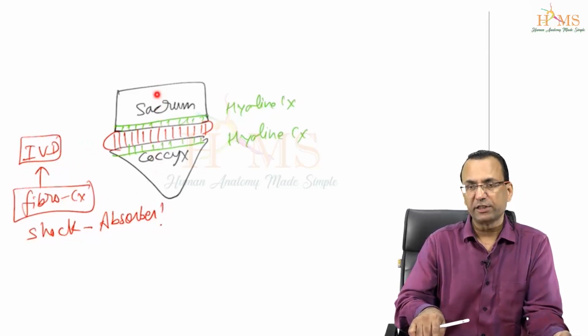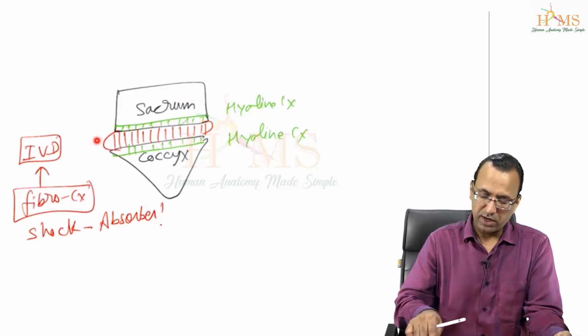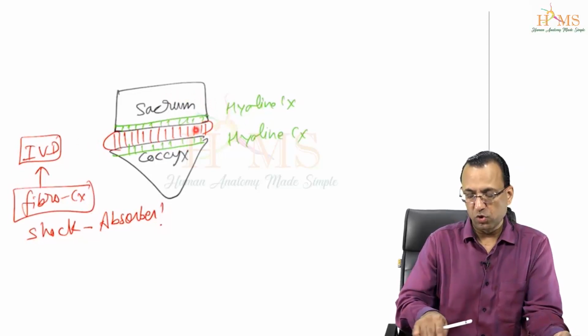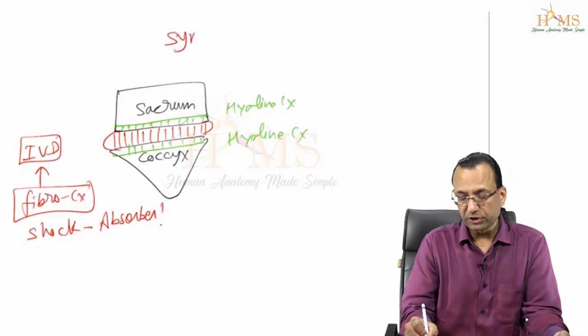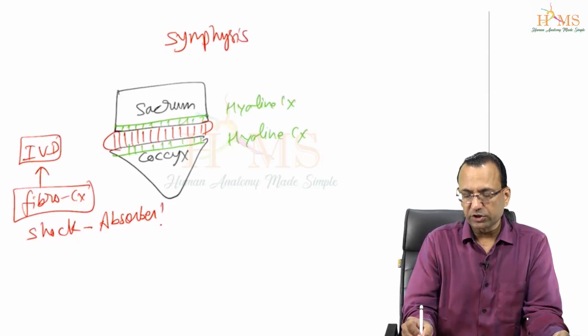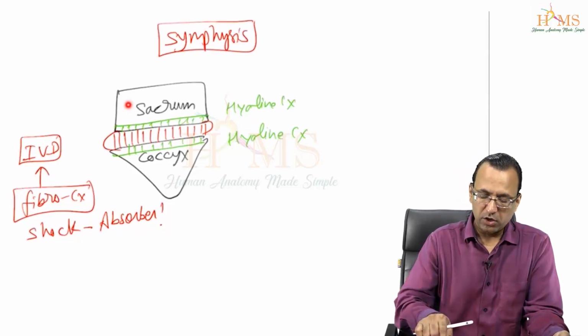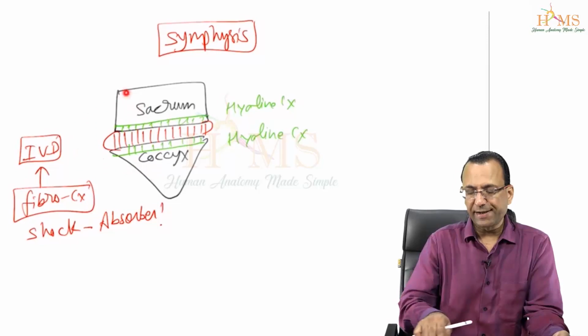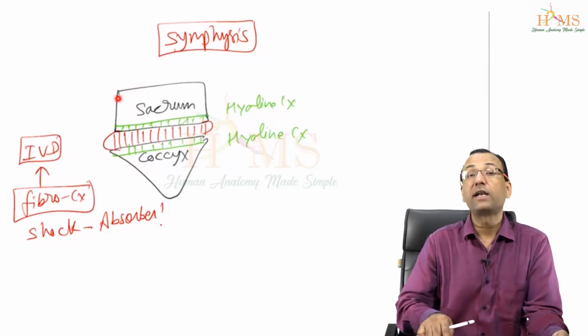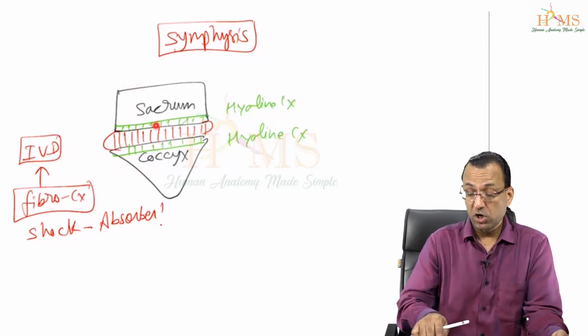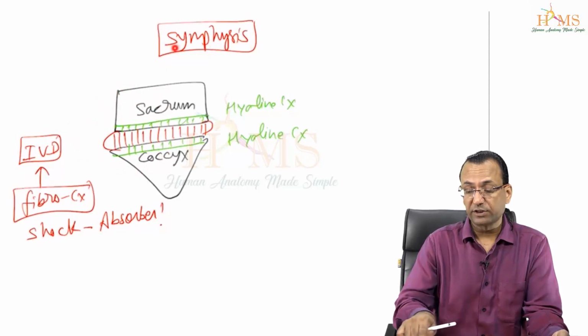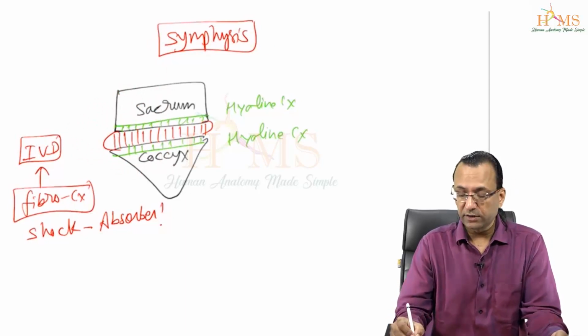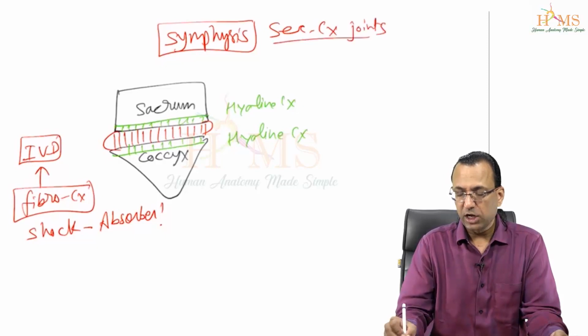Actually, this structure is bone separated by hyaline plus some fibrocartilage. This is how you describe a symphysis. Symphysis is a structure where the two bones are united by hyaline cartilage plus fibrocartilage. So, hyaline cartilage plus fibrocartilage together holding the two bones together is a symphysis. It is a secondary cartilaginous joint, and secondary cartilaginous joints are slightly mobile joints.